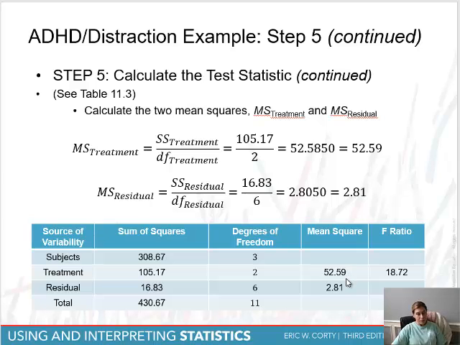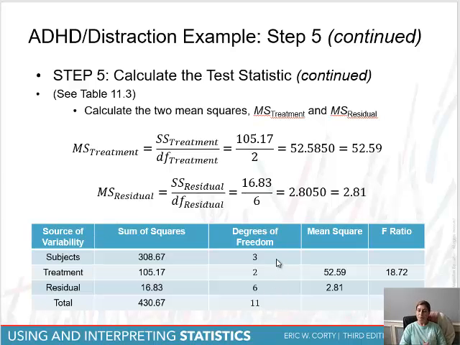Well, a mean square is always found by getting a sum of square divided by a degree of freedom. So the sum of square for treatment divided by degrees of freedom, so 105.17 divided by 2 is 52.59, and 16.83 divided by 6 is 2.81. All right, that's how we get those mean squares. Now, of course, the total sums of square 430.67 is the sum of these three values combined, and 11 degrees of freedom is the sum of those three values combined.